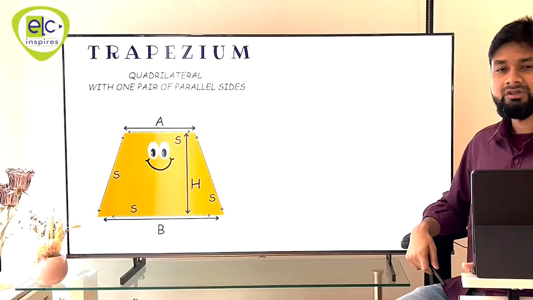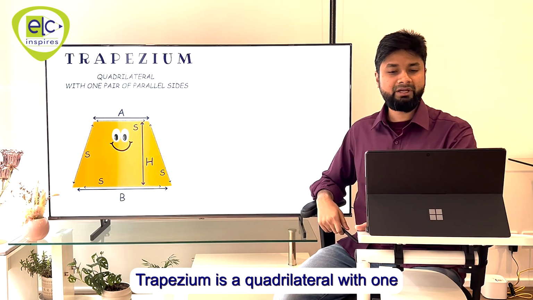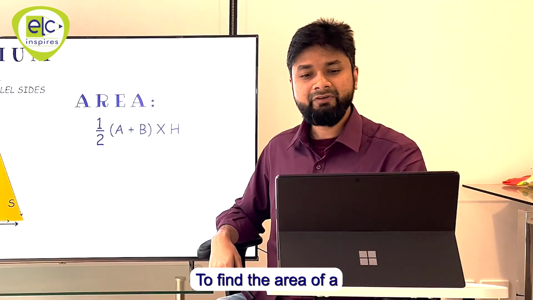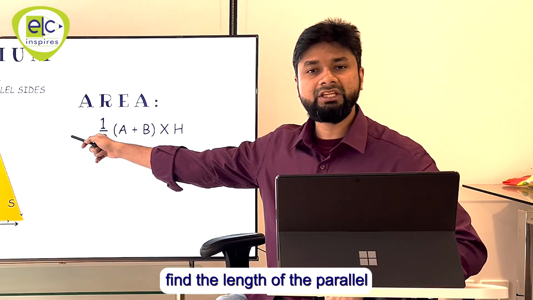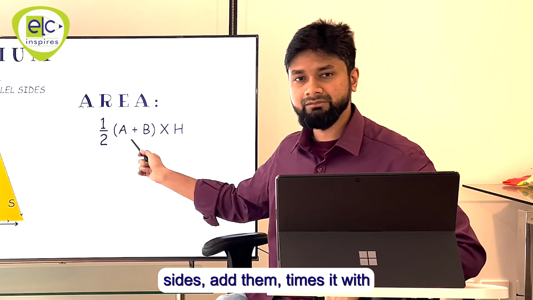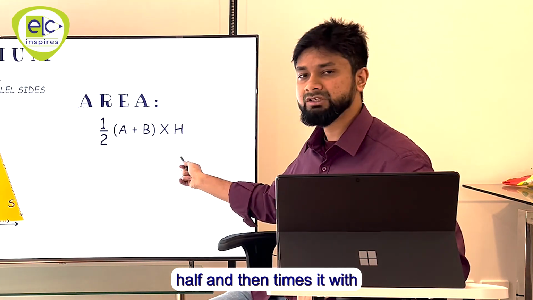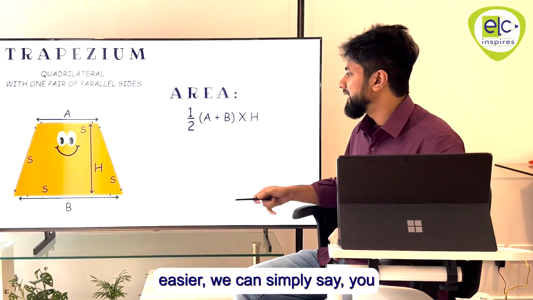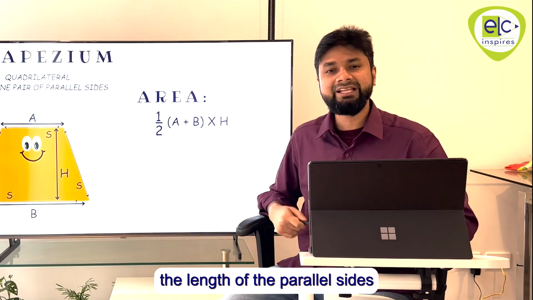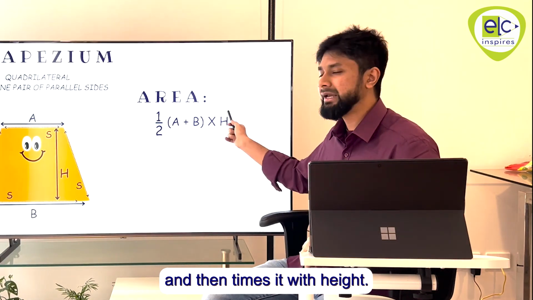What is a trapezium? Trapezium is a quadrilateral with 1 pair of parallel sides. To find the area of a trapezium, you just have to simply find the length of the parallel sides, add them, times it with half, and then times it with height as well. To make the formula a bit easier, we can simply say you have to find the average of the length of the parallel sides and then times it with height.